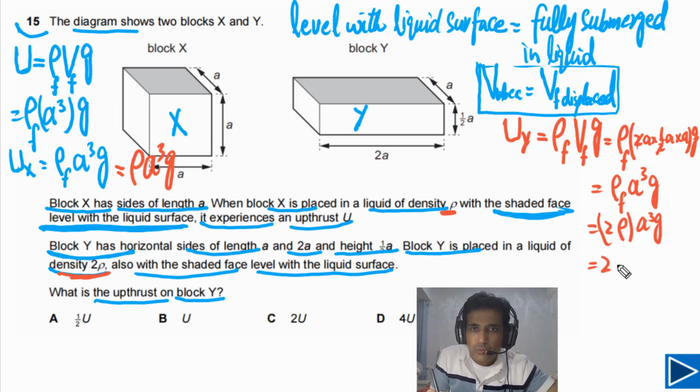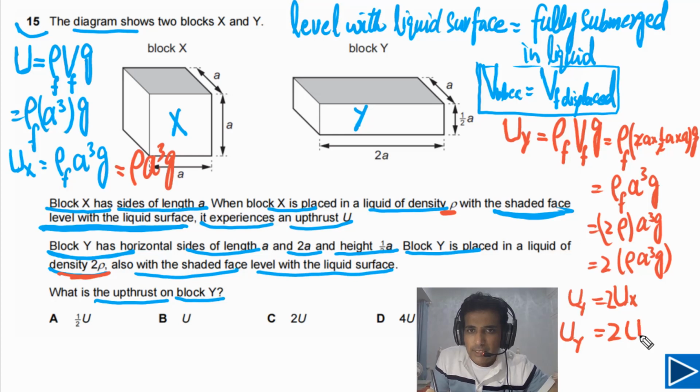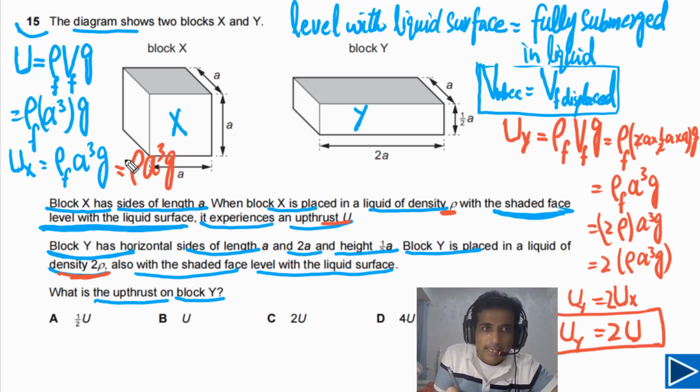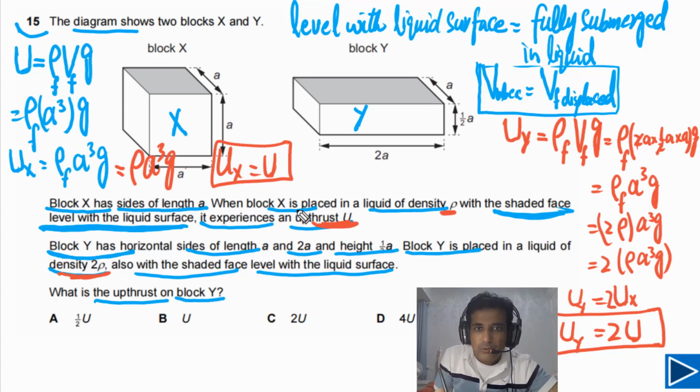If we take 2 common, this is rho A cube times g, which is equal to Ux, times 2. So Uy is equal to 2 times Ux, or simply we can say Uy is equal to 2 times U, because Ux is equal to U. This is given to us in the question: it experiences an upthrust of U. So we can replace Ux with U. So the answer for this question is C.